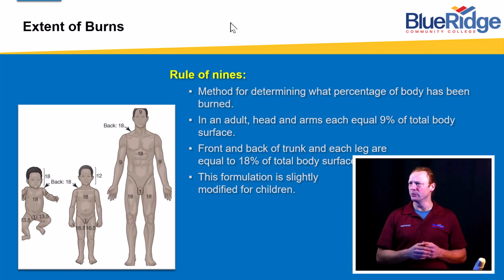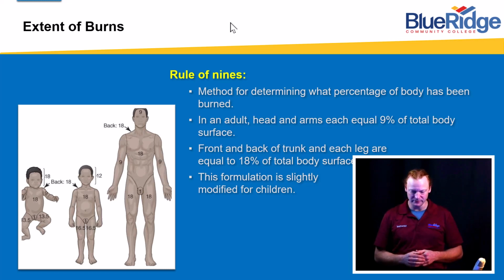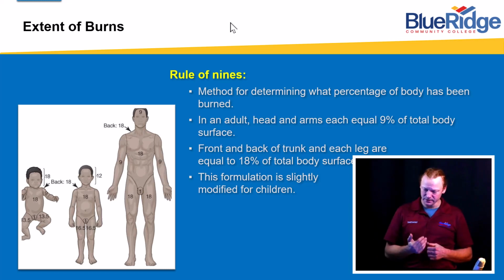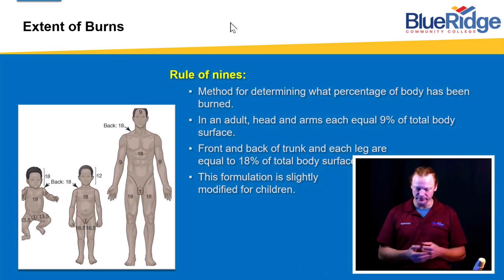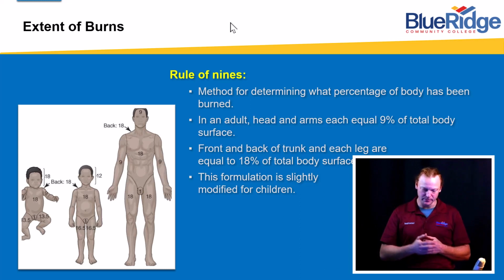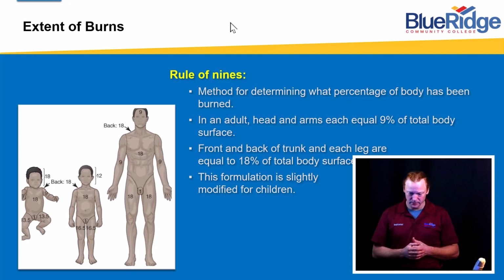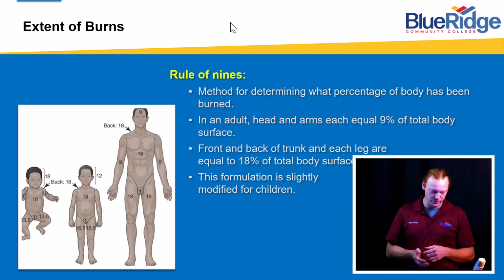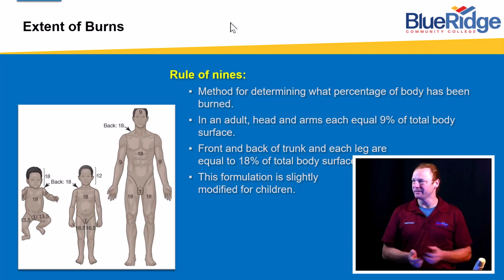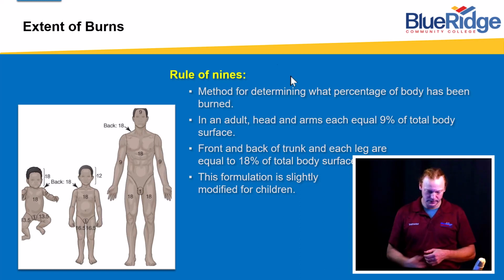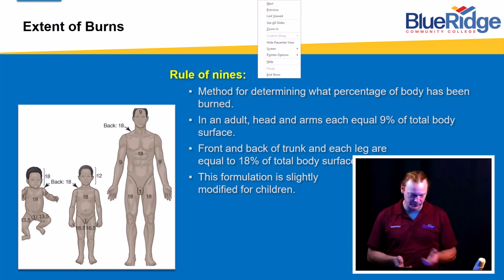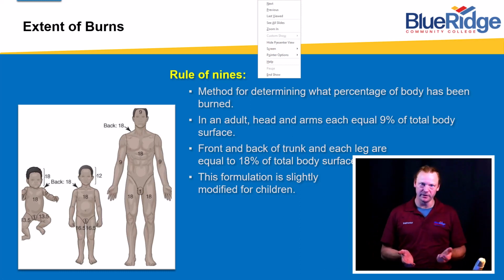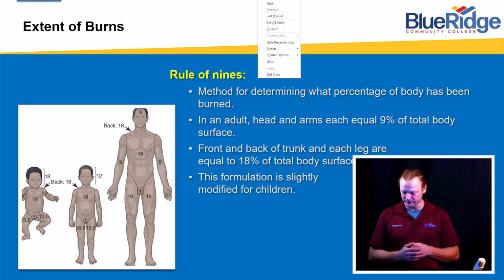You'll see the adult legs are 18%, so you have about 9 and 9 for the upper and the lower halves of the legs. The front and the back of the trunk each equal 18%. Your adult upper arms and the head are 9%. And then we modify it slightly for children. You'll see on a child or a pediatric, it's 12% for the head, 16.5% for the whole leg. And then we have also the genitalia is considered to be 1% for everyone, child and adults.